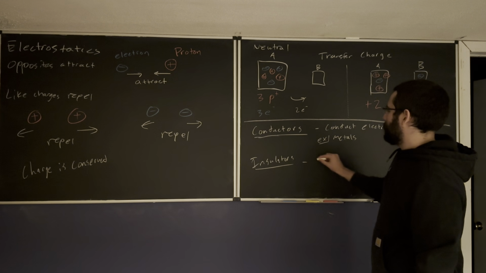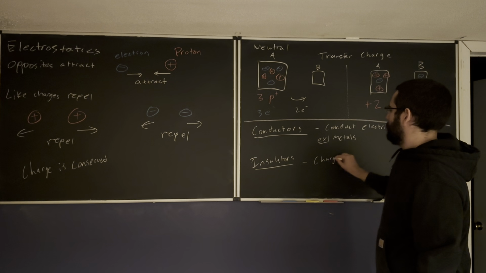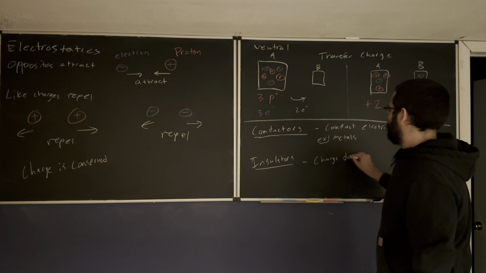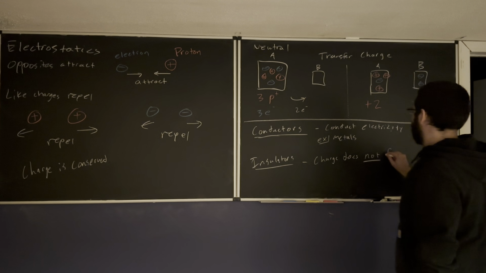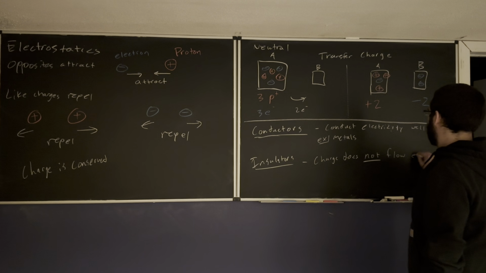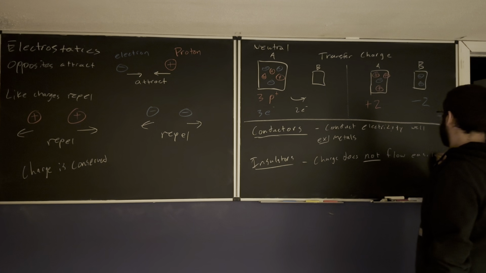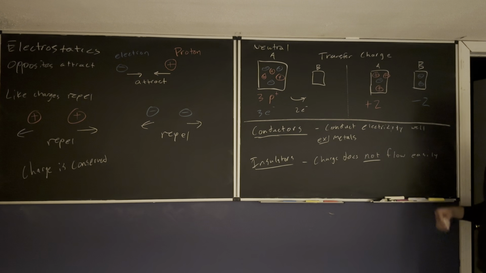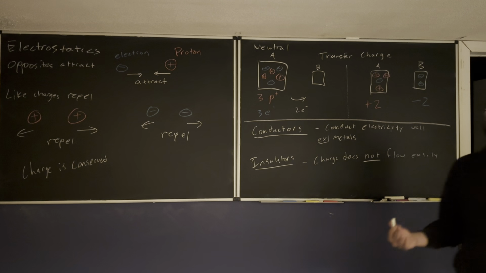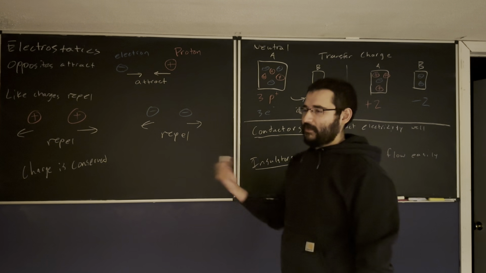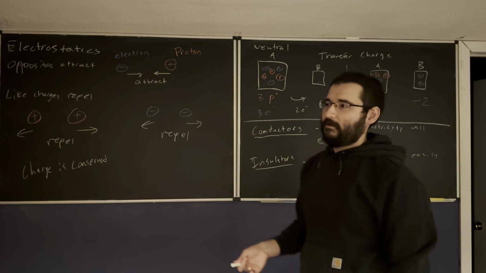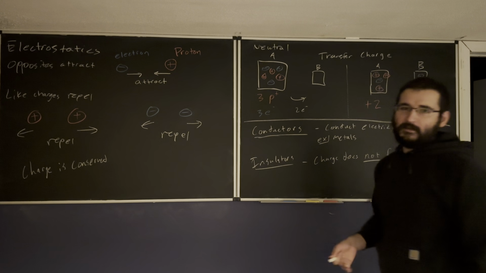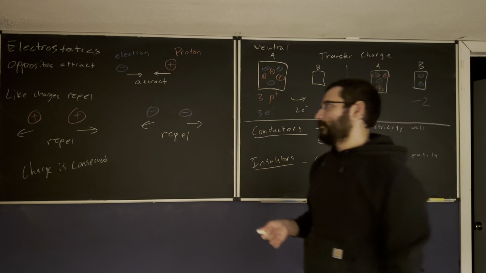Insulators, charge cannot flow easily. Charge does not flow. Now I say easily just because, well, at some point, if you keep increasing the voltage, eventually you're going to get charge to go through pretty much anything, right? So like lightning can send electricity through a tree, right? That's because the voltage is ridiculous.